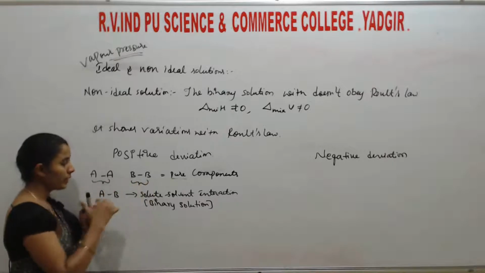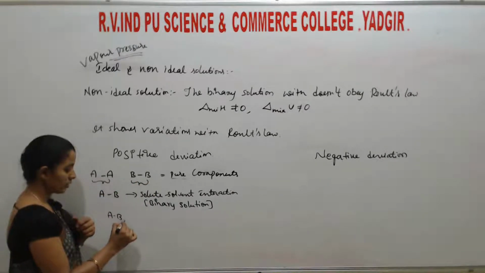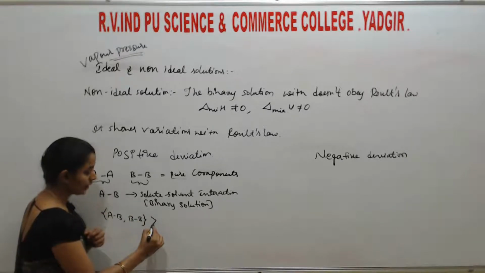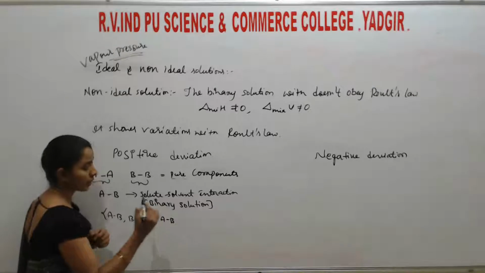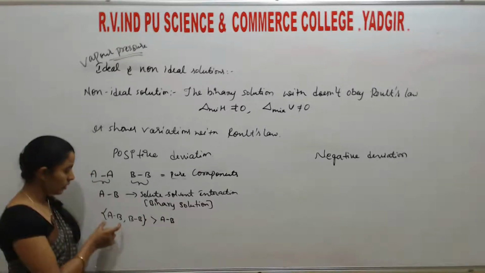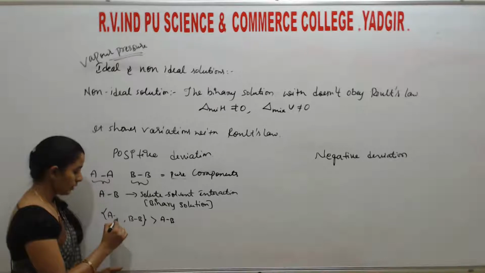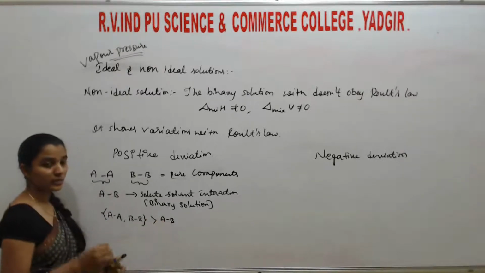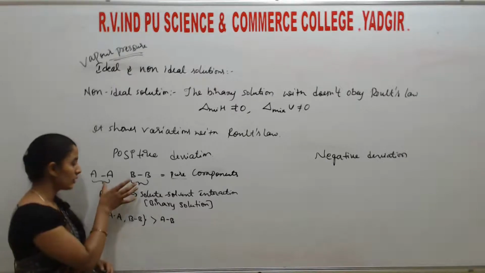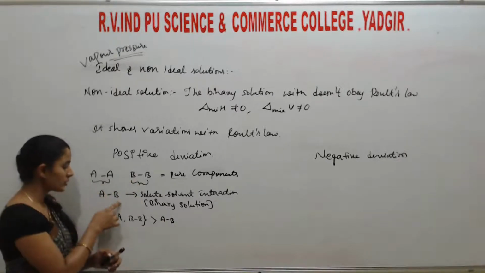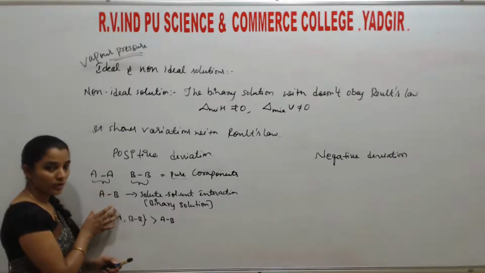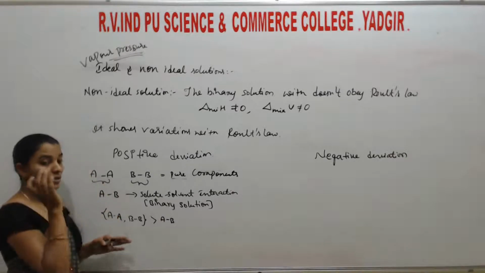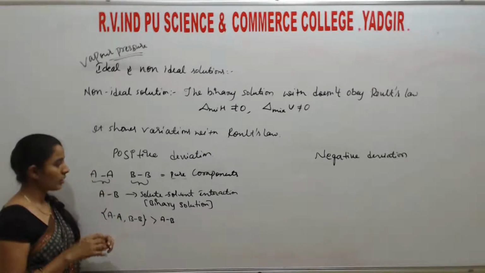If AA-BB interaction is greater than AB interaction. I hope you understood. AA, BB interaction is greater than AB interaction, means the force of interaction within the pure substances is high compared to the force of interaction in the solution, after the formation of the binary solution.